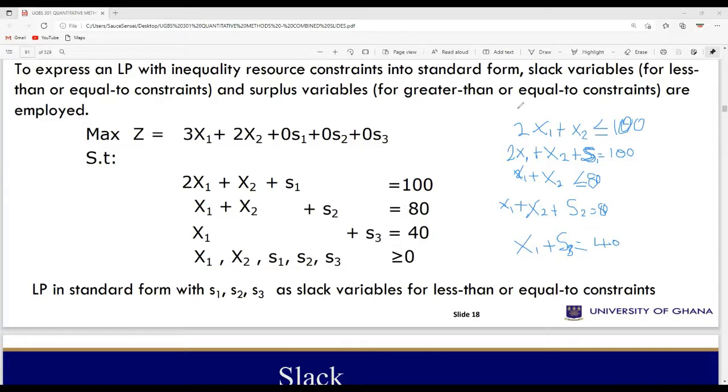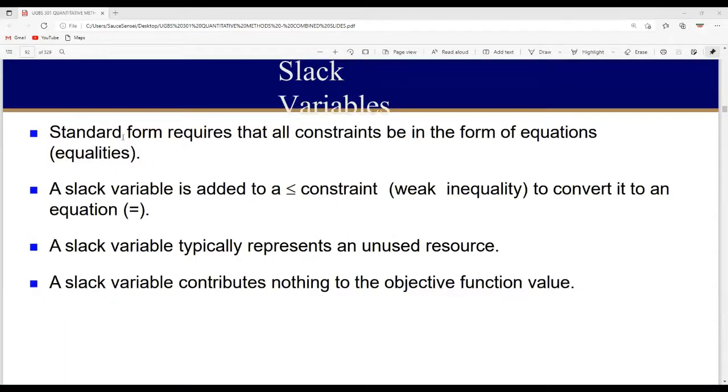Let's make progress. The slack variables, as I said, standard form requires that all constraints be in the form of equations or equalities. So a slack variable is added to a less than or equal to constraint, a weak inequality, to convert it to an equation. As I said, you bring in a slack variable when you have a less than or equal to, to make it equal.